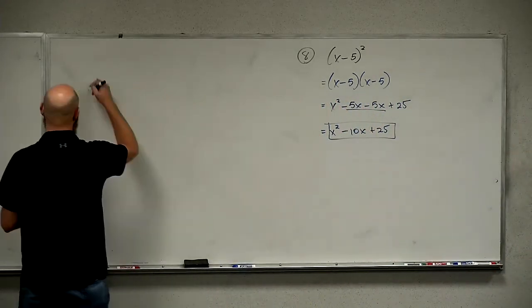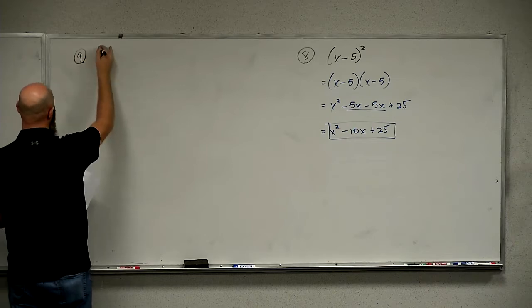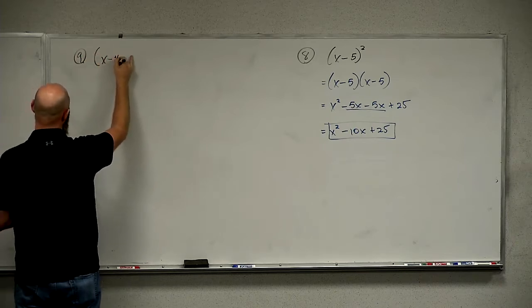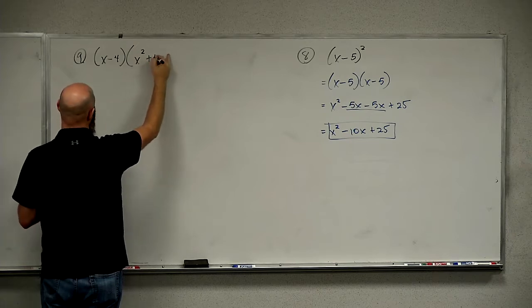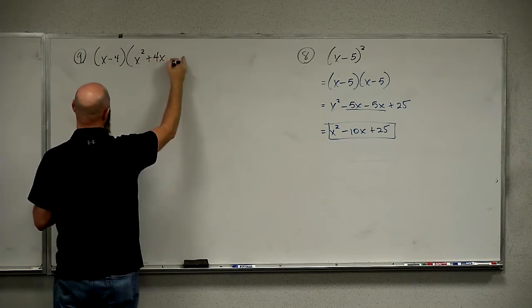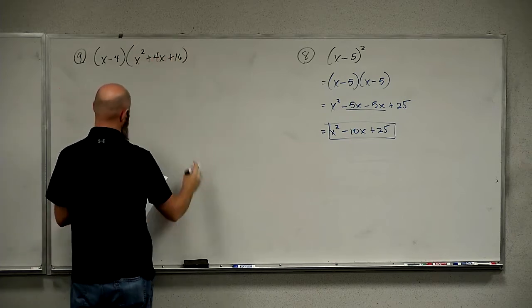Right, our next one. Now we're going to start getting a little bit bigger. X minus 4 times x squared plus 4x plus 16.